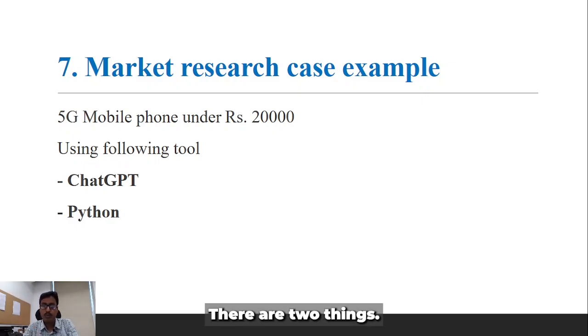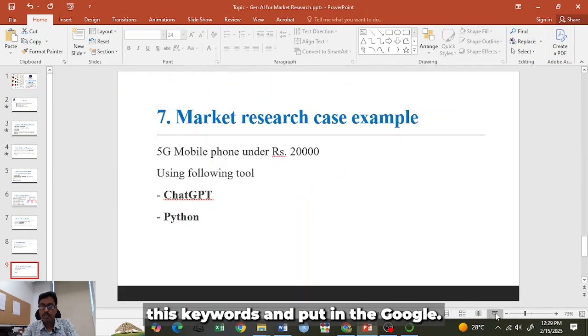So there are two things. The few steps will be on the GPT, and the rest few will be on Python. And then I fetch the same data onto the GPT for the analysis. Let us start the practical session. So here the case example is the 5G mobile phone under 20,000. Let us take these keywords and put them in Google.